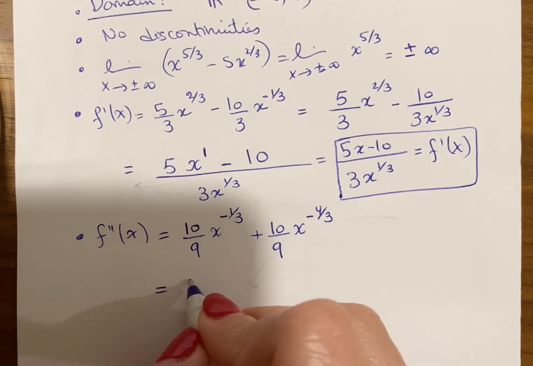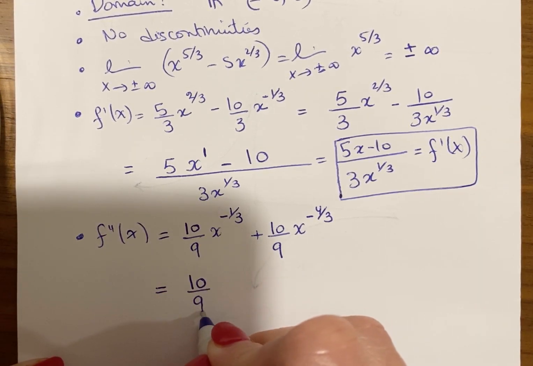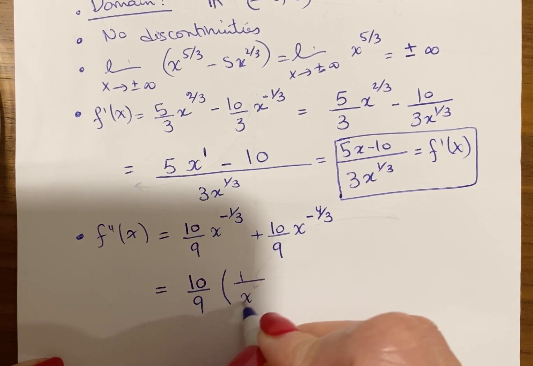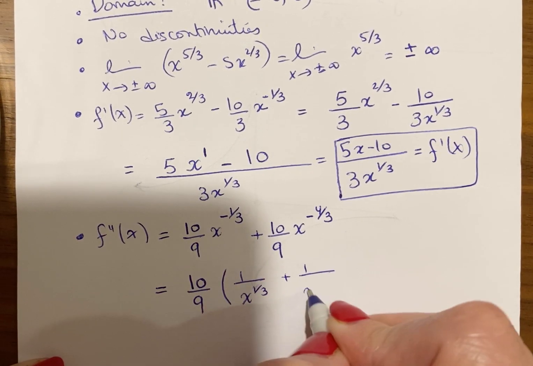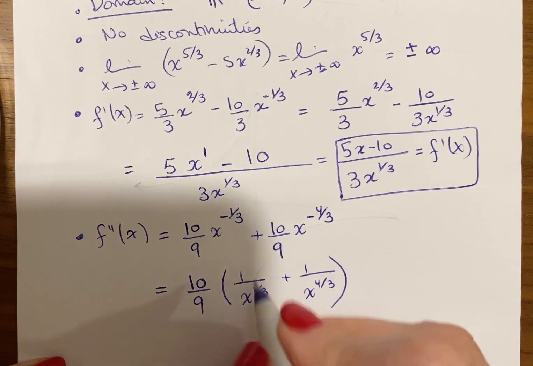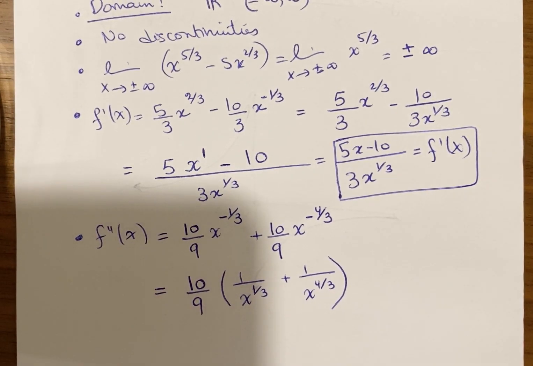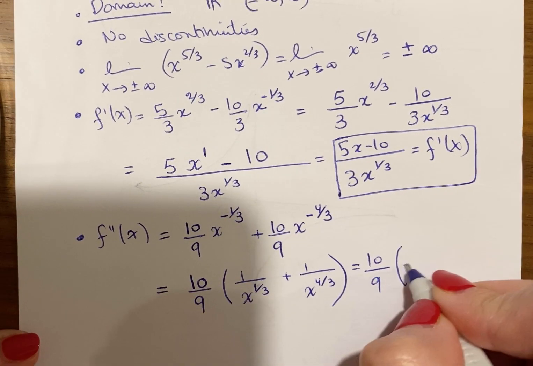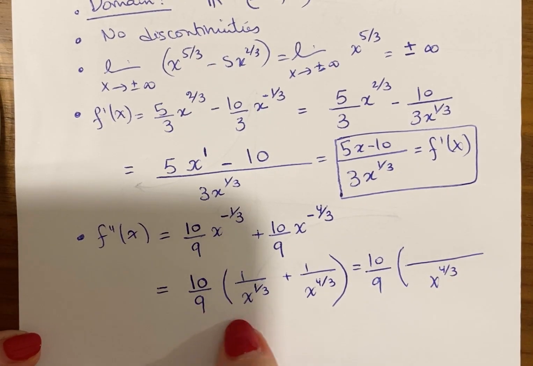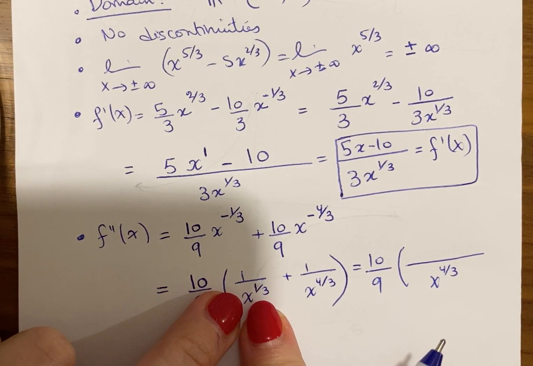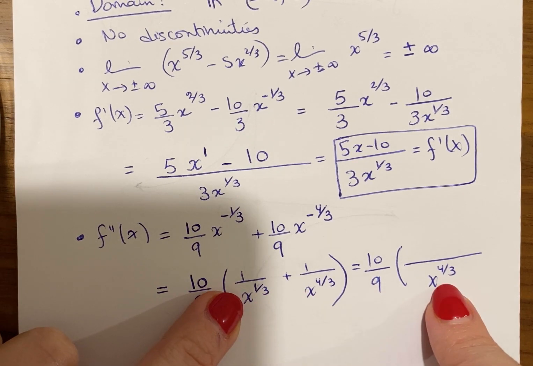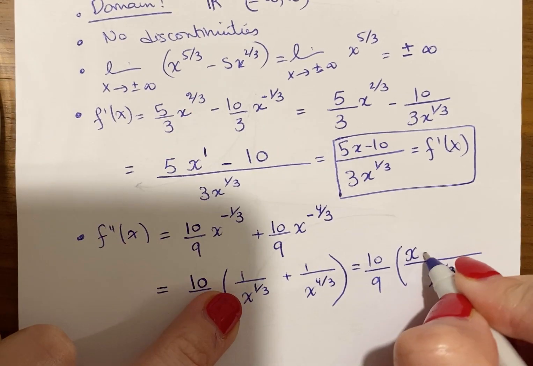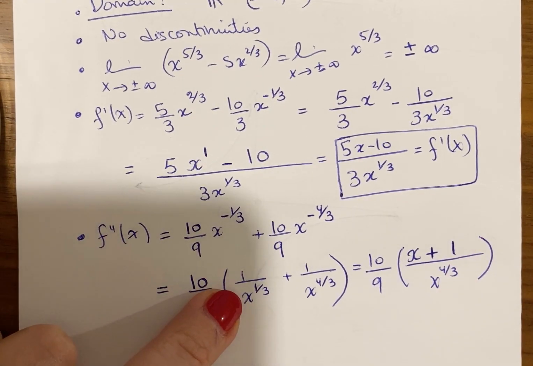Equal 10 over 9, common. You're left with 1 over x to the power 1 over 3 plus 1 over x to the power 4 over 3. You take a common denominator. What's common between 1 over 3 and 4 over 3? 4 over 3. What do you multiply x to the power 1 over 3 with to get x to the power 4 over 3? x to the power 1. So it's x plus 1.